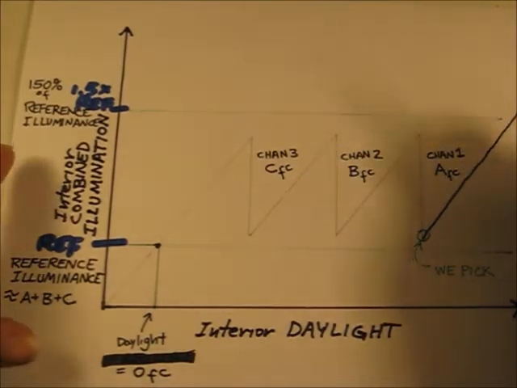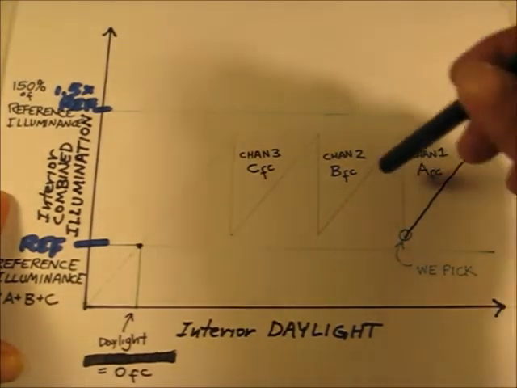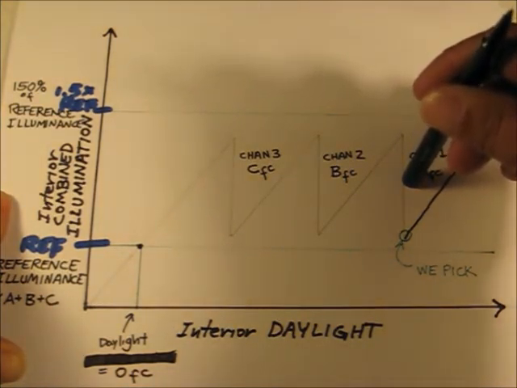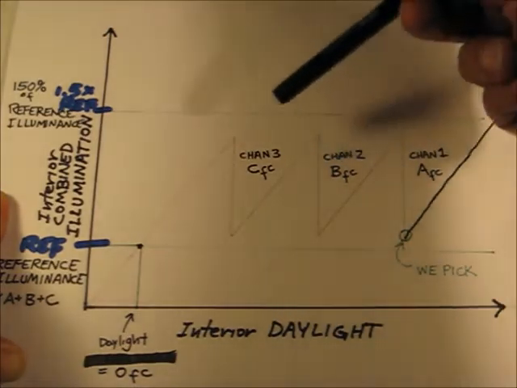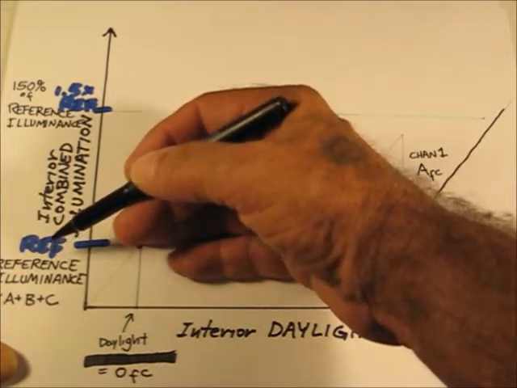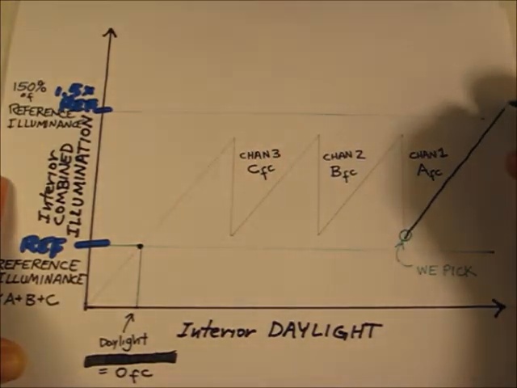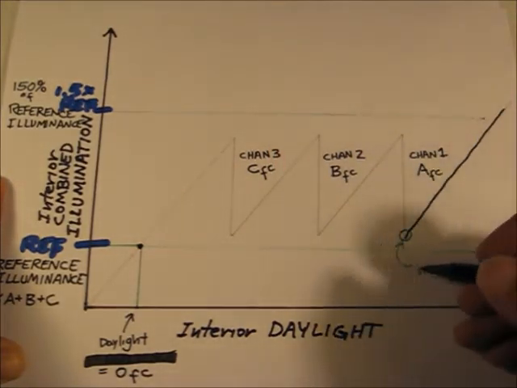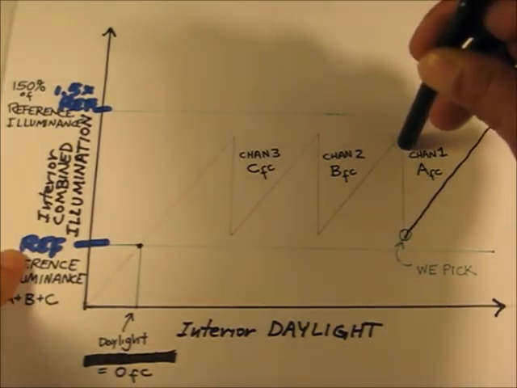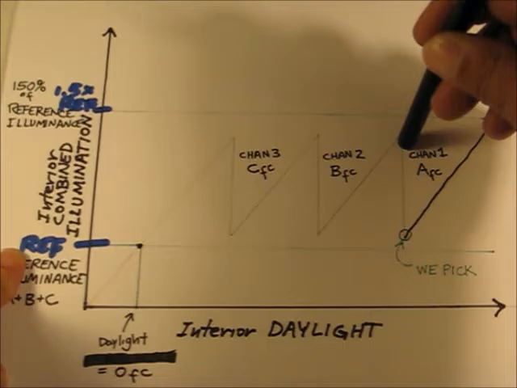And we've measured these. Before we started, we needed to measure A and B and C, the contribution of electric lighting to the combined illuminance in the space from each of the channels we're using, and adding those together gives us our reference illuminance, which is equal to A plus B plus C. And so we pick a point where we want the first stage of lighting to turn on. Now, it has to be above the reference illuminance.